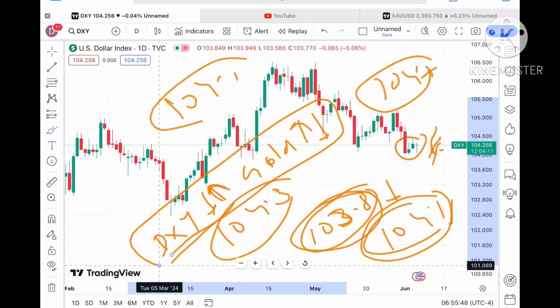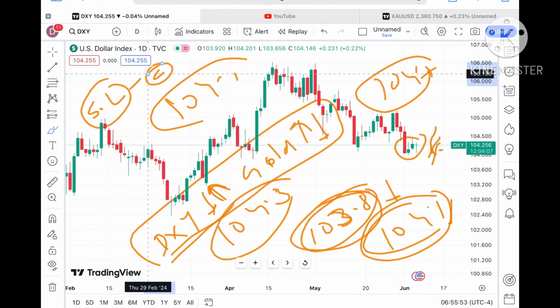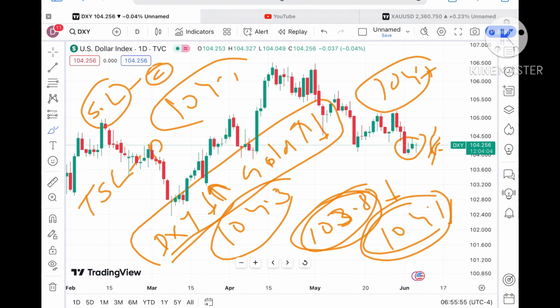So in order to reduce that uncertainty, always try to set the SL. It will save your capital, and always try to trail your SL.